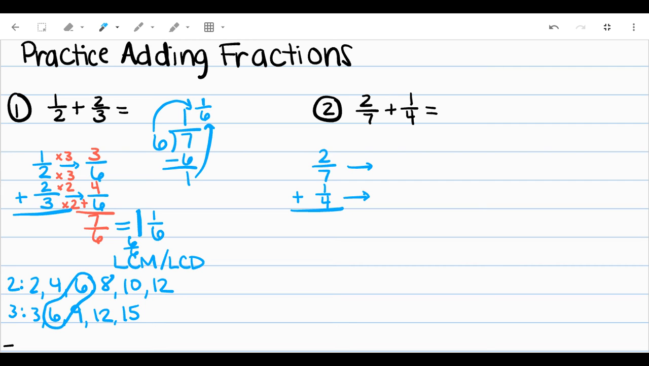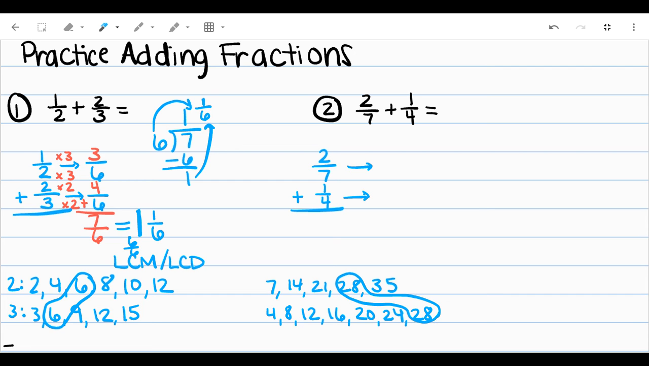So my multiples of 7 would be 7, 14, 21, 28, 35. My multiples of 4 are 4, 8, 12, 16, 20, 24, 28. And if I look at these two lists, my least common multiple is 28.